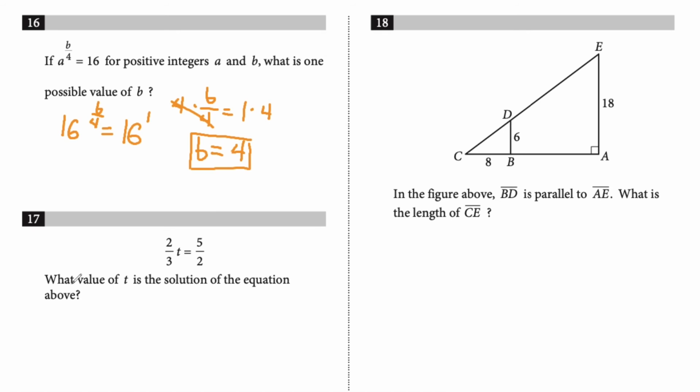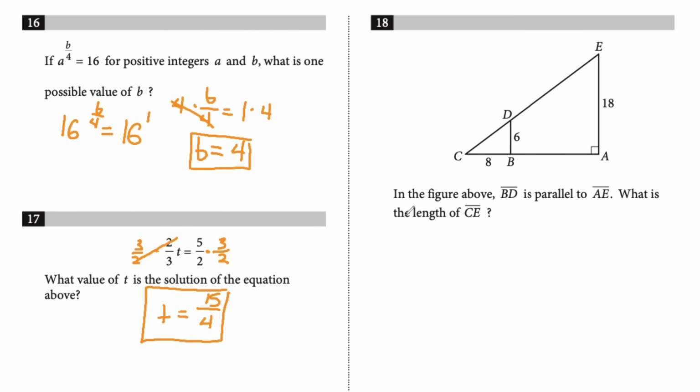Number 17. What value of t is the solution of the equation above? 2 over 3 times t equals 5 over 2. So in order to get t by itself, we need to multiply by the reciprocal, which is 3 over 2 on both sides. On the left side, they're going to cancel, and we will have just t left over equals, on top 5 times 3 is 15, and on the bottom 2 times 2 is 4. So our answer will be t equals 15 over 4.